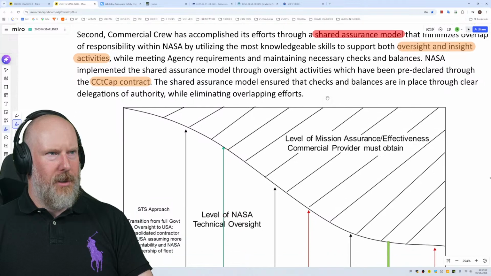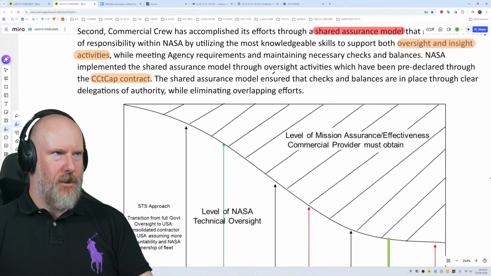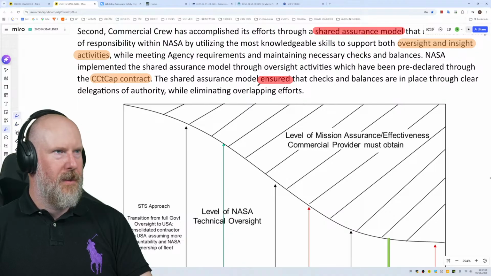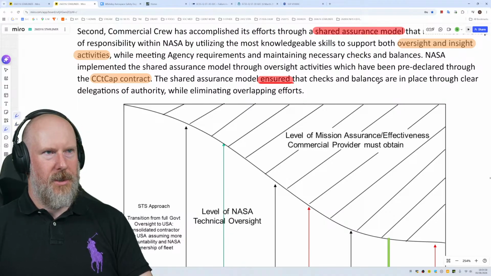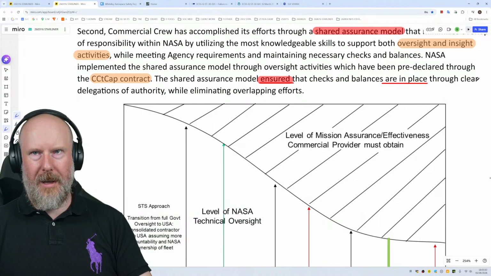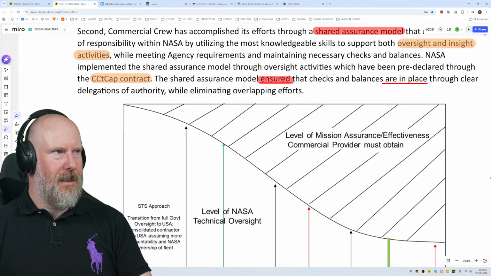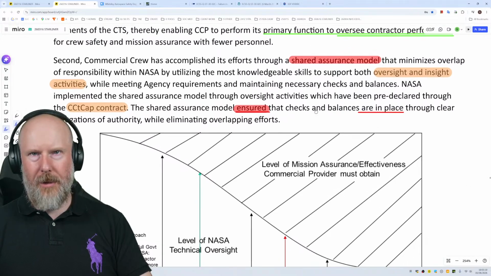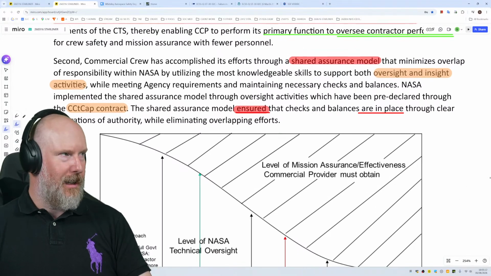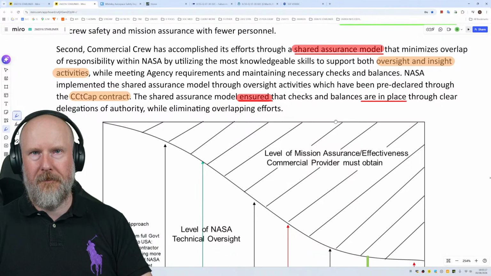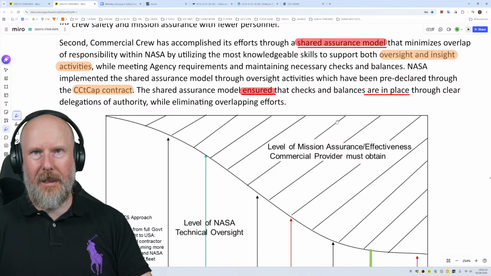The shared assurance model ensured, I don't agree it does, it didn't, because we've had an issue, so it doesn't do that. Ensures that checks and balances are in place. No, they might be in place, but they're not effective then. Through clear delegations of authority while eliminating overlapping efforts. Yeah, I'm sorry. Based on what I've read in this report so far, I don't think that actually works. I think it needs seriously looking at carefully.